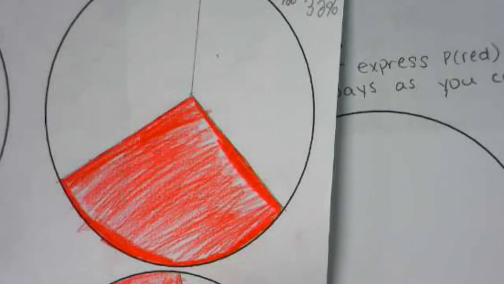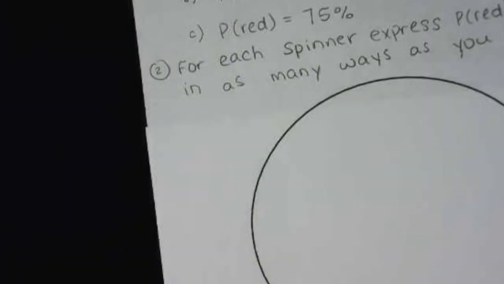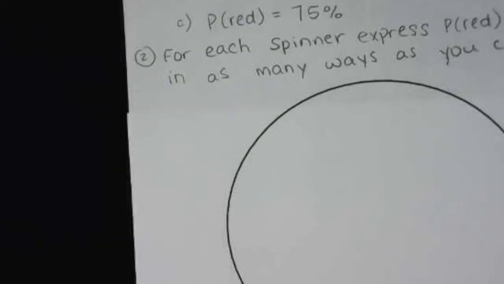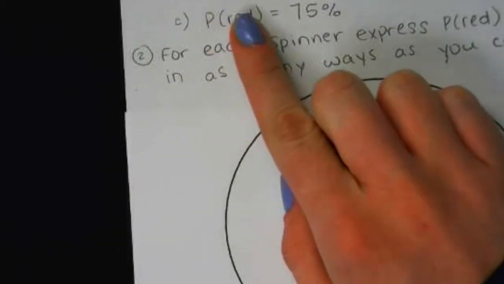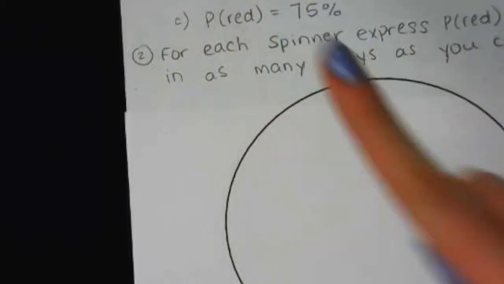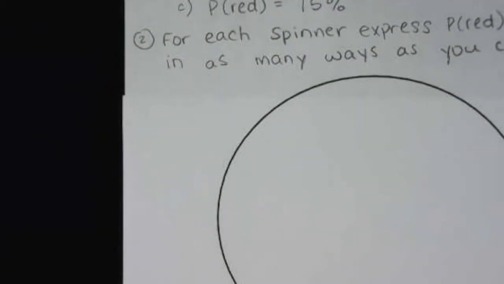Okay, awesome. Good job. So the second question that we wanted to address was to create a spinner that would show the probability of red as 0.5. Can anybody show us that spinner and other ways that you could express the probability?